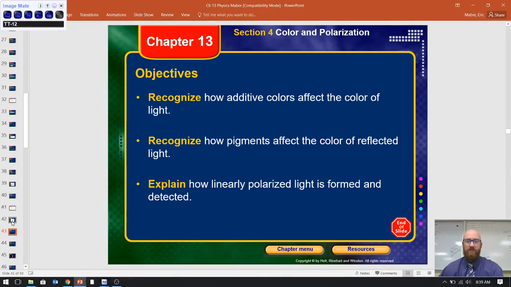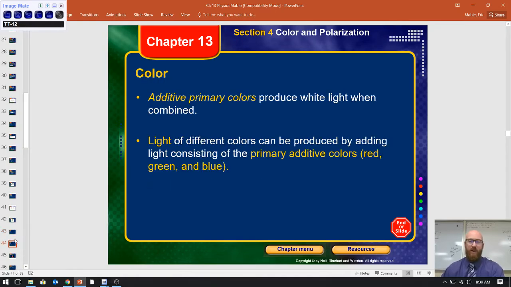Color and polarization. Color is very simple. You've already probably dealt with it in artwork. Everyone understands if I mix all my paints together, I make black. Well, you should make black, but you make some brownish color. Now, this works really well. So let's talk about additive primary colors. When we add colors of light, it's an additive color. So basically, when you add all the colors, you get white light.